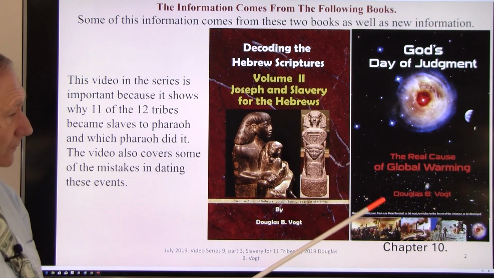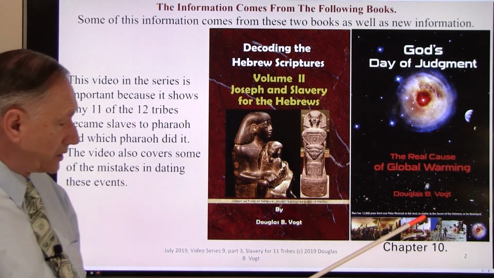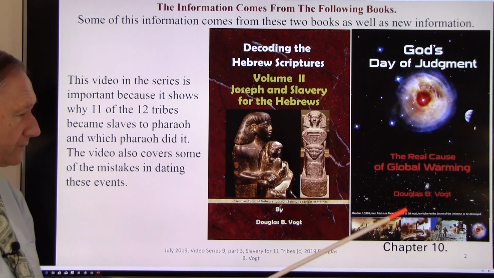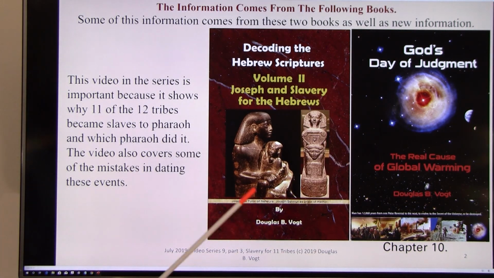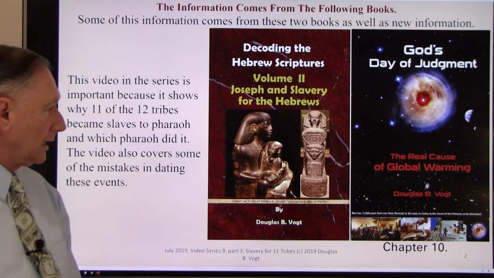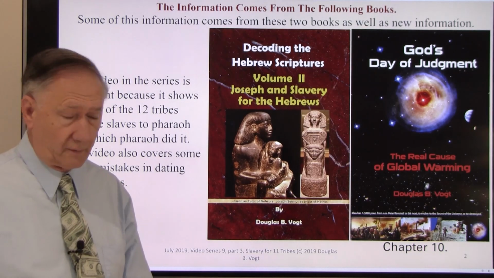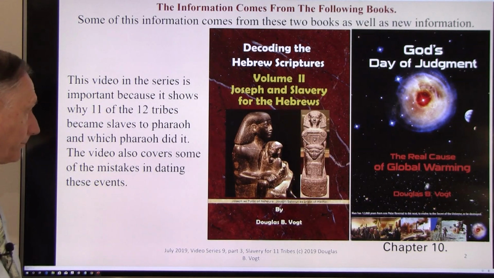Again, chapter 10 from God's Judgement book. This goes back 12 years. I had a lot in there. It's almost a 500-page book, Decoding the Hebrew Scriptures. This is the volume we're talking about. There's a lot more in this book than what I can cover in a video. You have to understand a lot more proofs and stuff like that, and references.